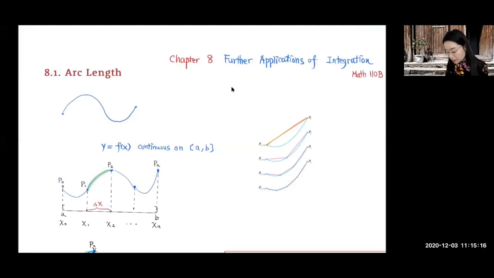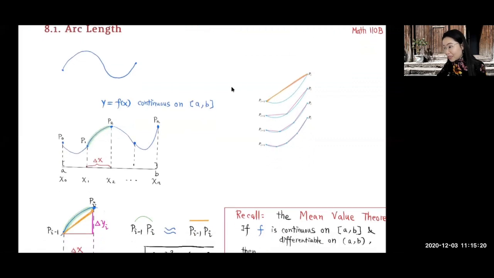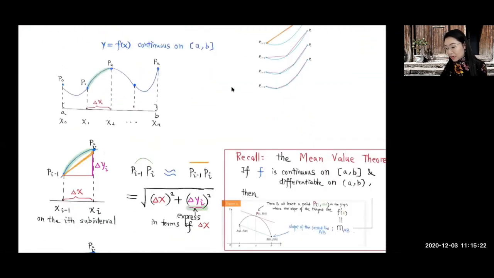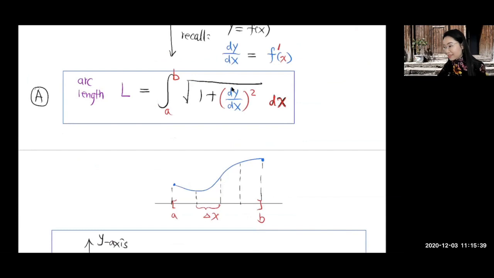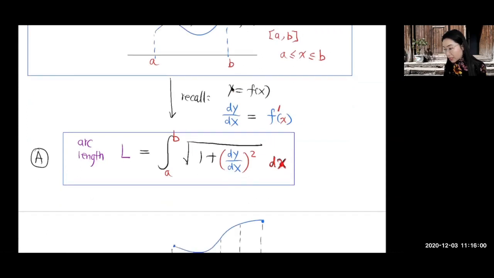Last time we talked about the arc length, and we discovered the arc length formula using the Riemann sum. So we discovered the arc length for a continuous curve is going to be this integral. If you slice this curve this way, then there will be a dx over here, and inside here is the square root of 1 plus (dy/dx) squared, x going from a to b.